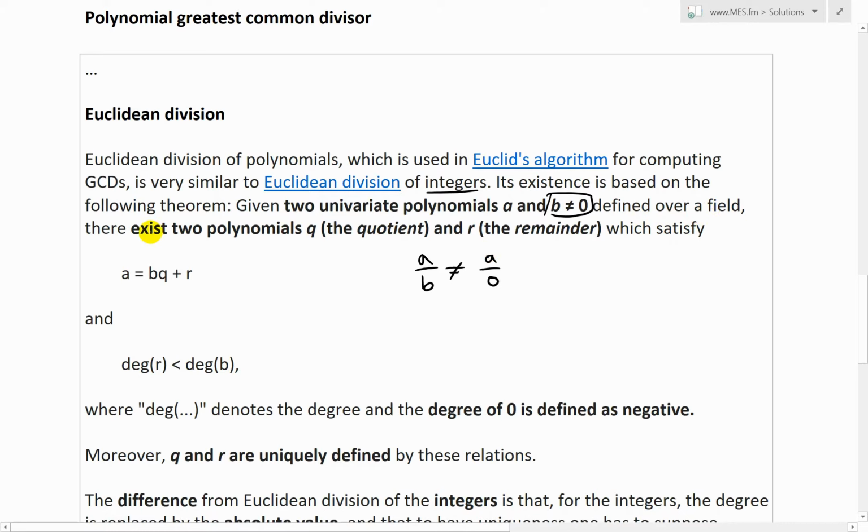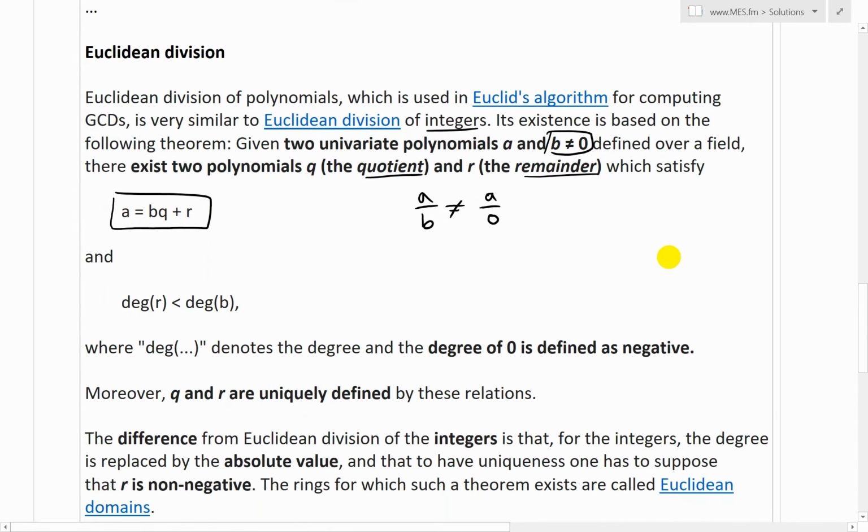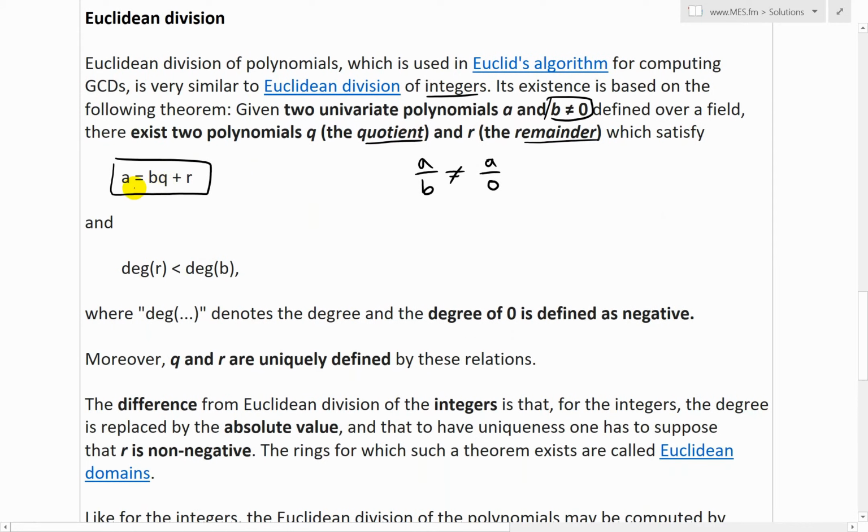If we have two polynomials a and b, there exist two polynomials, q the quotient and r the remainder, which satisfy this formula, and it looks very similar to the integer one. It's exactly the same, but these are now polynomials. a equals b times q plus r. a is the dividend, b is the divisor, q is the quotient, and r is the remainder.